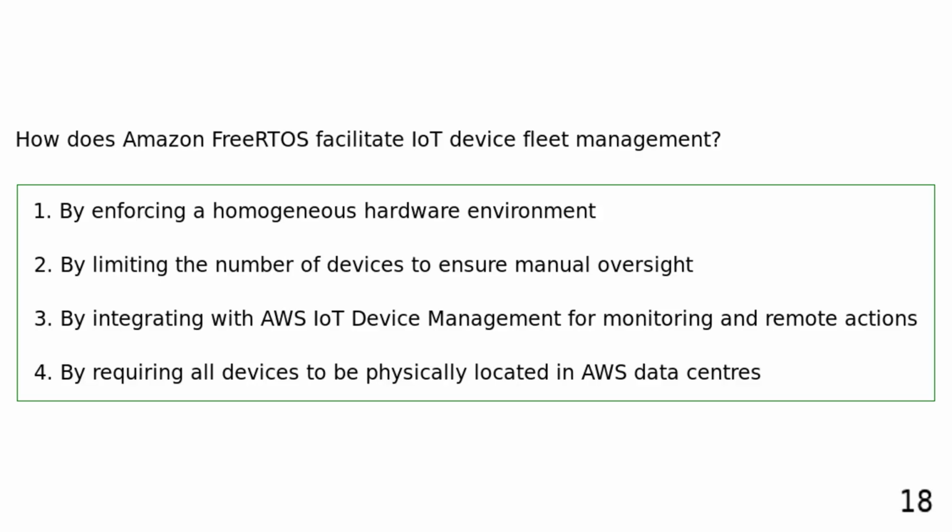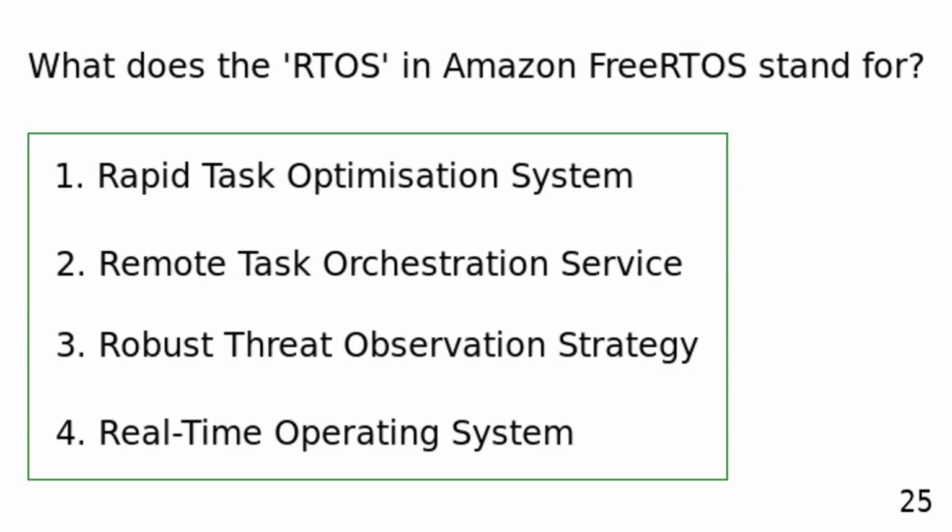How does Amazon FreeRTOS facilitate IoT device fleet management? By enforcing a homogeneous hardware environment. By limiting the number of devices to ensure manual oversight. By integrating with AWS IoT Device Management for monitoring and remote actions. By requiring all devices to be physically located in AWS data centers.